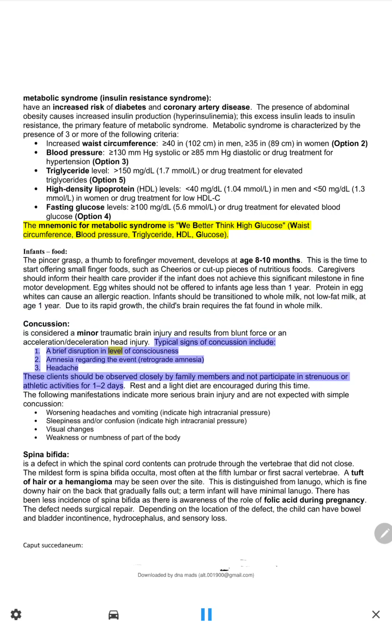3. Headache. These clients should be observed closely by family members and not participate in strenuous or athletic activities for 1 to 2 days. Rest and a light diet are encouraged during this time.